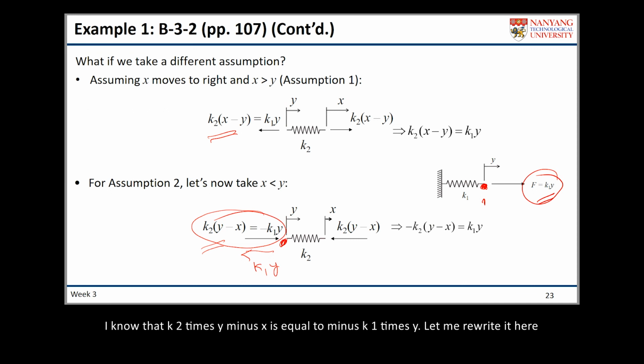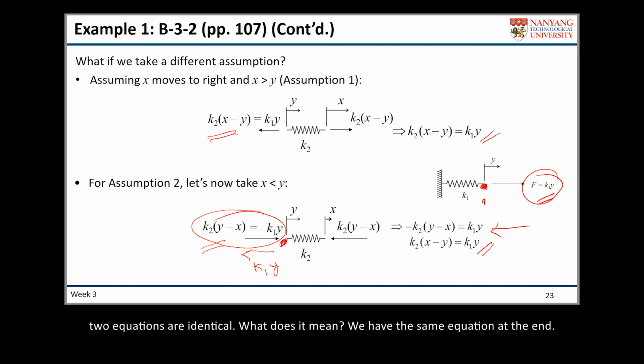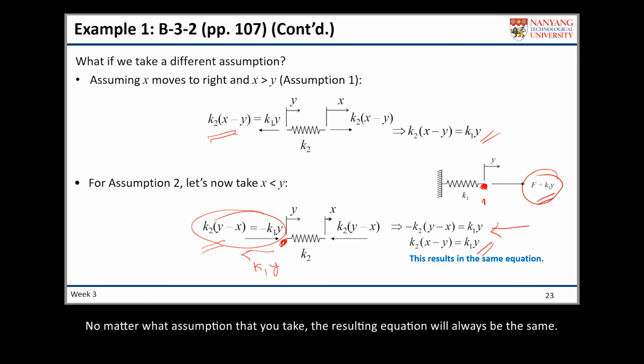Let me rewrite it again here. And then if I do a mathematical manipulation, I can rewrite this equation into something like this. If you look at it, this equation is basically the same as this equation. These two equations are identical. What does it mean? We have the same equation at the end. No matter what assumption you take, the resulting equation will always be the same.